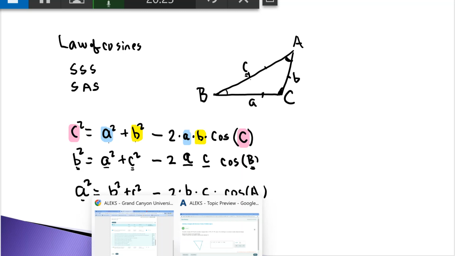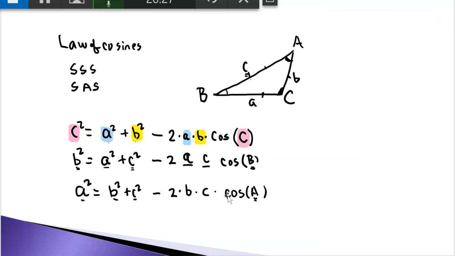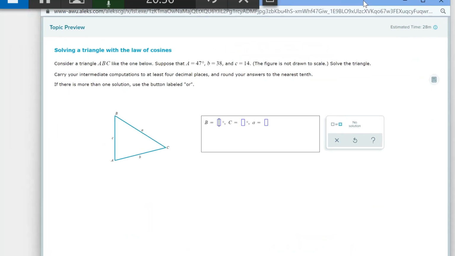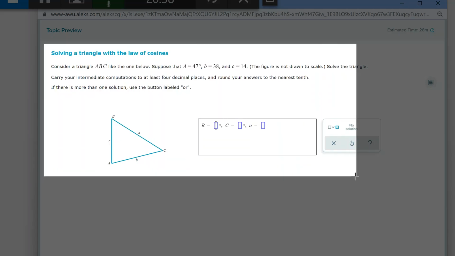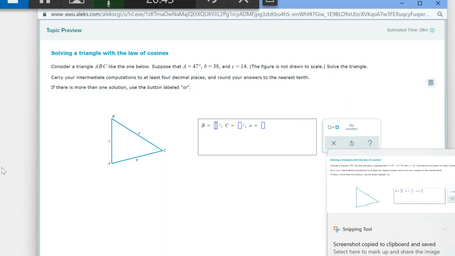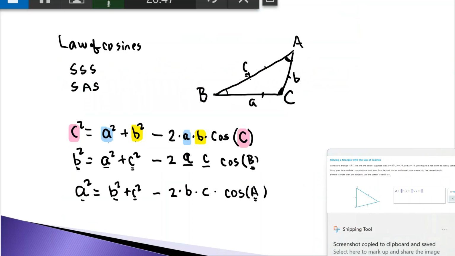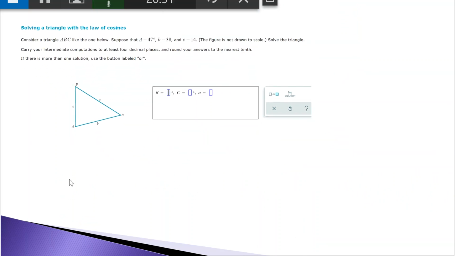So let's look at a homework question. Let me pull one up. Oh, that's a law of sines that we just did. Let me pull up a law of cosines. And again, on the exam, you won't know which one is which, so let's take a look and see if we can figure out which is which here.